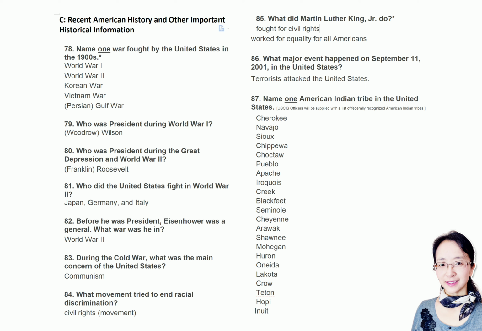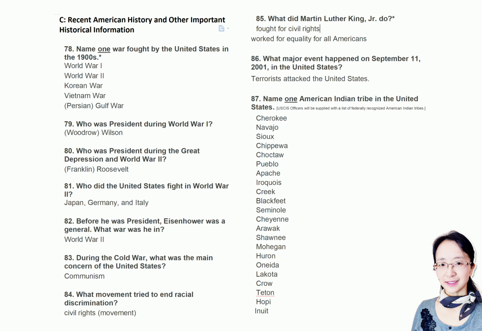Communism. What movement tried to end racial discrimination? Civil rights movement. What did Martin Luther King Jr. do? Fought for civil rights. Worked for equality for all Americans. What major event happened on September 11, 2001 in the United States? Terrorists attacked the United States.